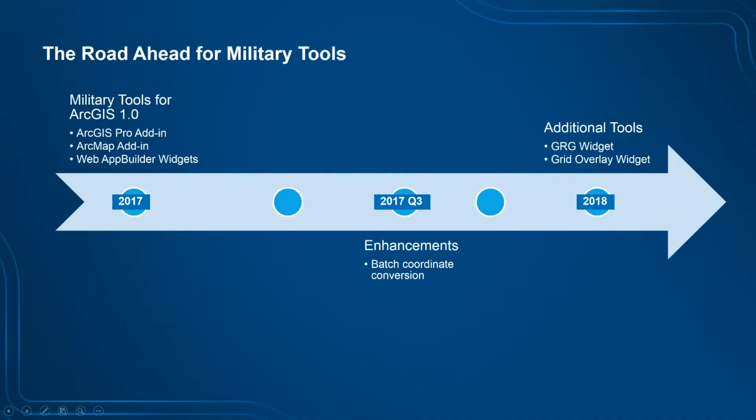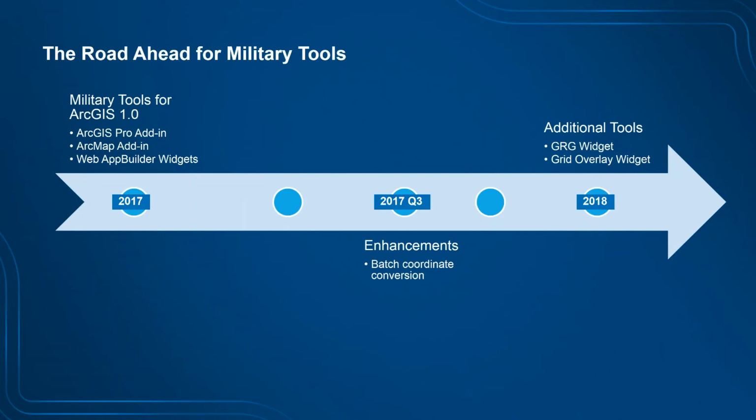So our first release for Military Tools happened in January, and we've been working on some enhancements since then. The one that I would like to point out in the short term is working on batch coordinate conversion. This is the ability to take in a list or a table of coordinates and convert all of those coordinate notations into another coordinate notation at once.